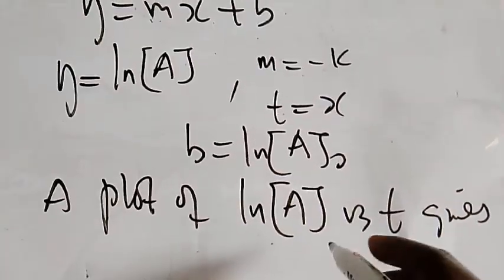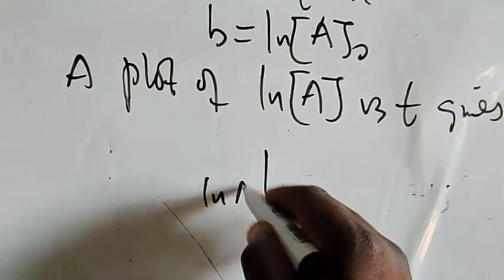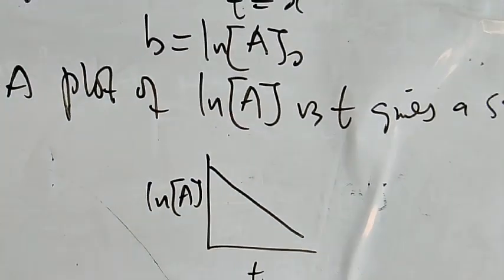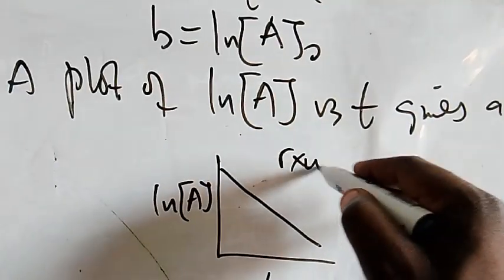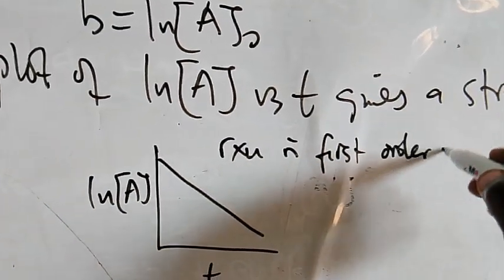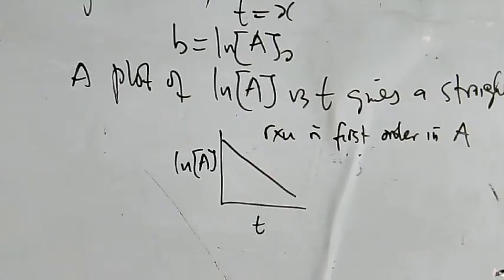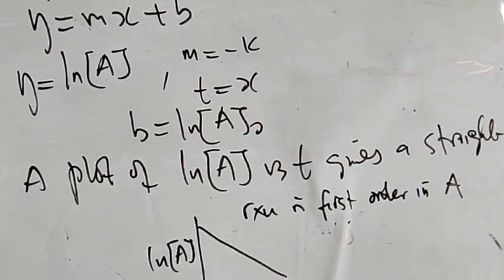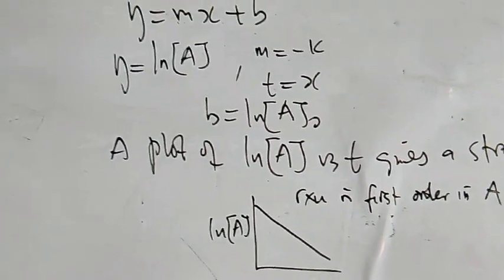If you have a plot of ln A versus t and you get a straight line, it means the reaction is first order in A. That is the conclusion. We need to get a straight line. If it's not a straight line, then it's not a first order reaction.